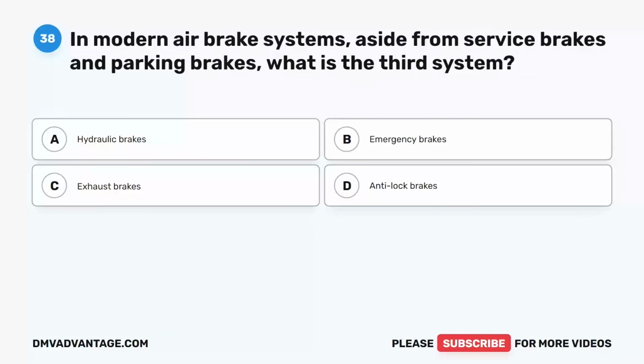Question 38. In modern air brake systems, aside from service brakes and parking brakes, what is the third system? A. Hydraulic brakes. B. Emergency brakes. C.